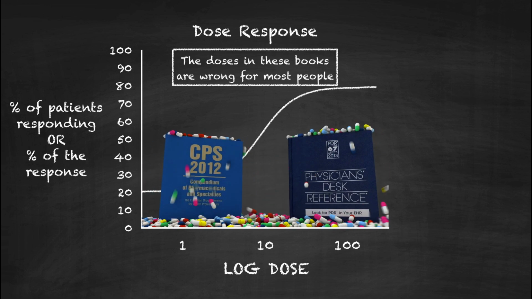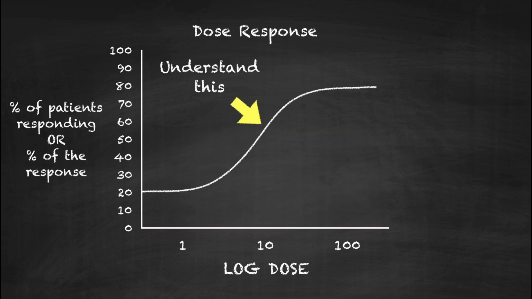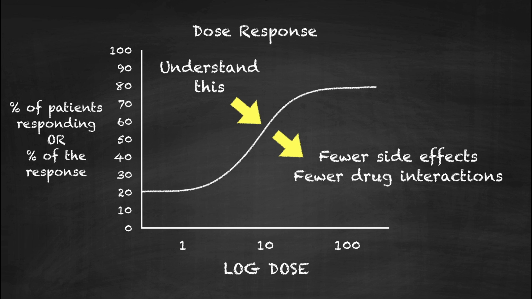The first thing I want to let you know is that the recommended doses in these books are wrong for most people. I'm not saying this because an evil cartel is trying to get people on much higher doses, but there's a whole rationale for why that's the case. As I said, if you can understand the concept of a dose response curve, it may be the most important concept to understand when it comes to prescribing. If you use these principles, I can almost guarantee you'll produce fewer side effects, there'll be fewer drug interactions, and one of the cool things is you can definitely reduce costs of medications.